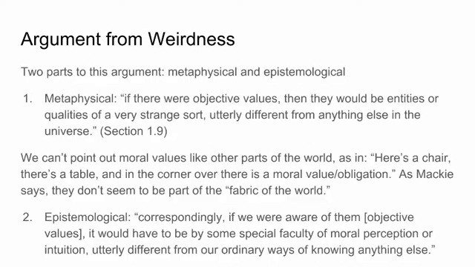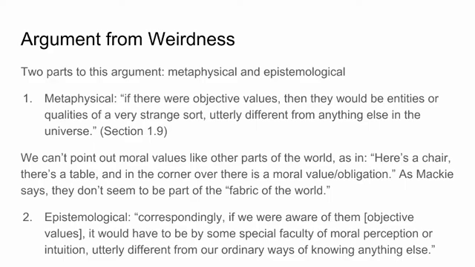Let's look now at the argument from weirdness. There are two parts to this argument: the core metaphysical part and the epistemological part that follows. The metaphysical part is put by Mackie like this. He says that if there were objective values, then they would be entities or qualities of a very strange sort, utterly different from anything else in the universe. And I think it's pretty easy to see what he's getting at here.